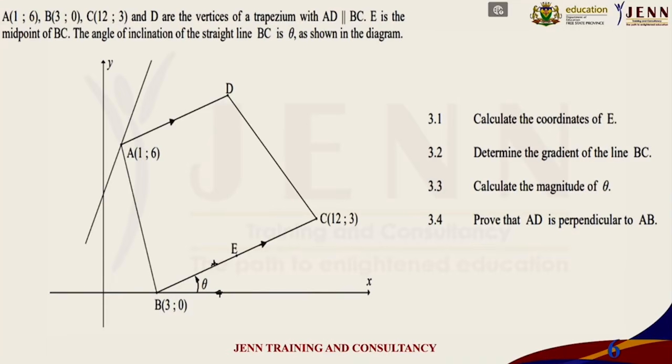Okay. Then we are told that the angle of inclination of the straight line BC is theta, as shown in the diagram. I want us to address the following concept, and then we go forward. They say calculate the coordinates of E.